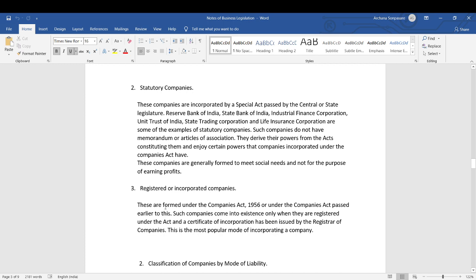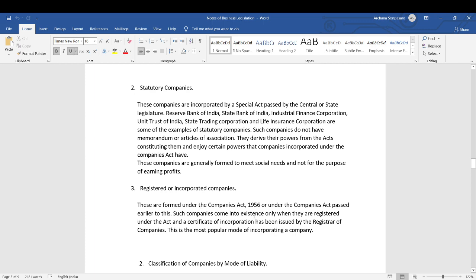These are formed under the Companies Act 1956, or under a Companies Act passed earlier to this. In our earlier lecture, we also saw the definition of the company: a company which is registered under the Companies Act 1956 or any previous act is known as a company. So any corporate registered under the Companies Act 1956, all such companies are known as registered companies.